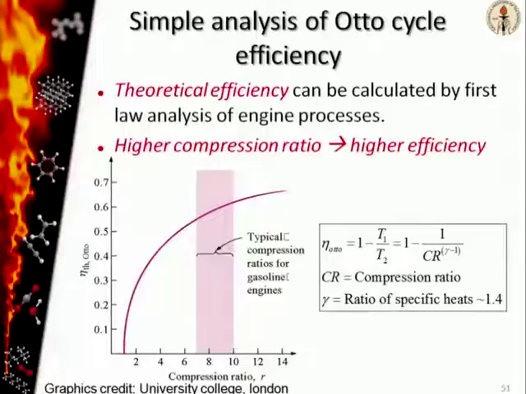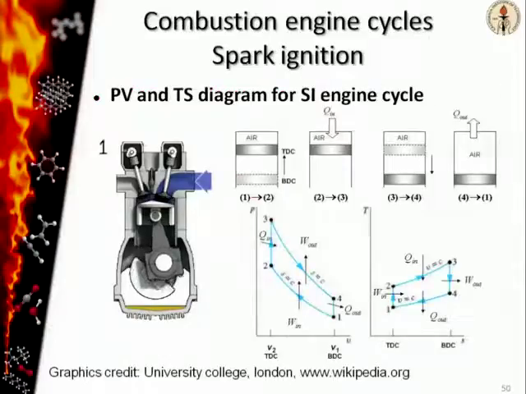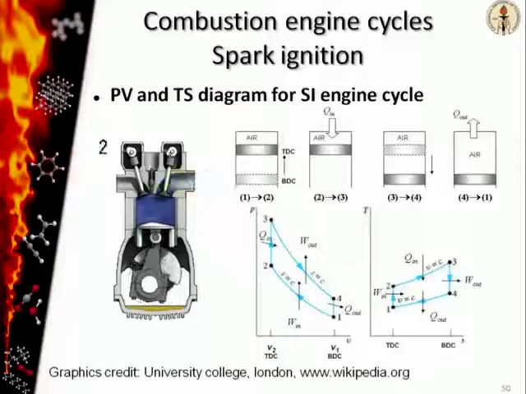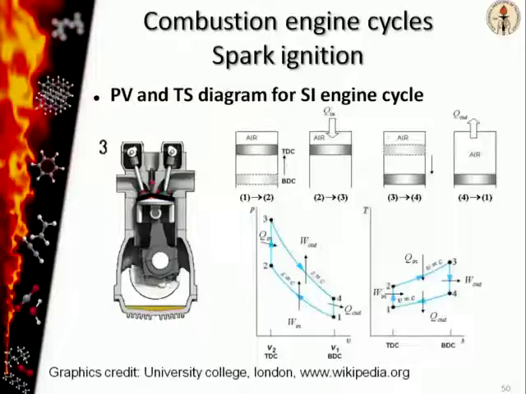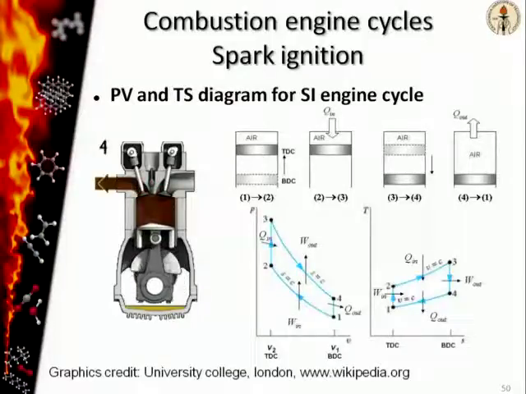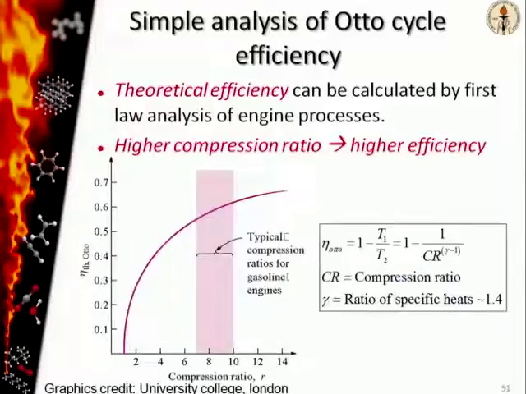Now, it is possible to do a simple thermodynamic analysis to calculate the efficiency of the Otto cycle. What you essentially do is go through these different processes, which are isentropic compression, and you assume that they're idealized, so you have an ideal compression with no heat losses. Then you have constant volume heat addition, isentropic expansion, and constant volume heat rejection. By analyzing these processes, you can come up with an expression that gives you the theoretical efficiency of the cycle, shown in this equation here.